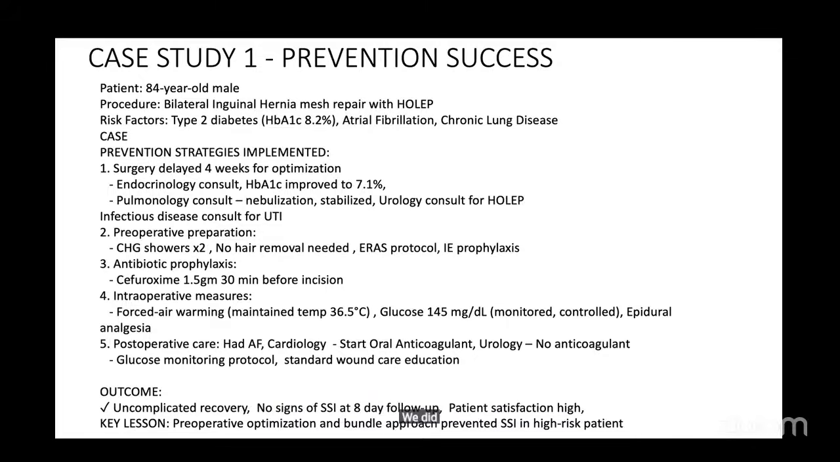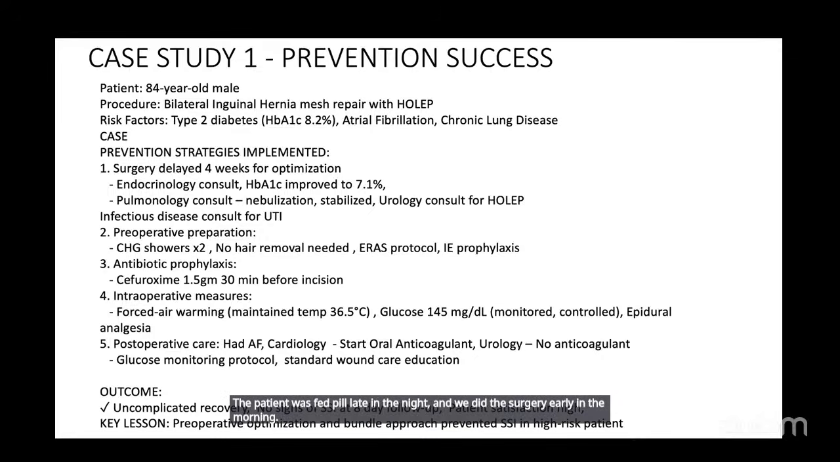So preoperatively, a chlorhexidine shower the night before and on the morning. This is an 84-year-old male with very little hair, so we didn't need actual hair removal for this patient. The patient was fed till late in the night, and we did this surgery early in the morning. Immediately following surgery, about 2 hours later, the patient started feeding.